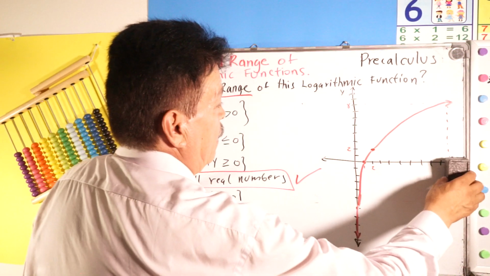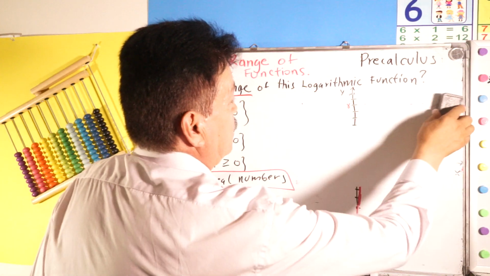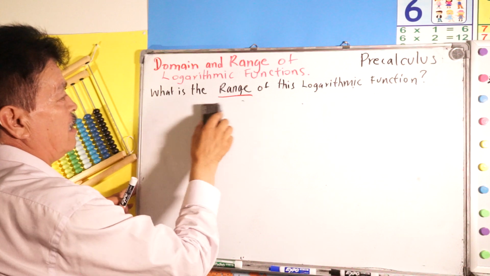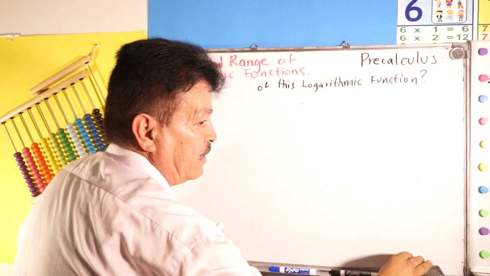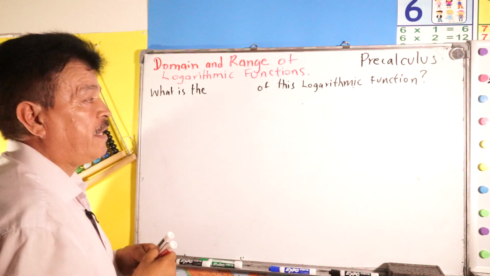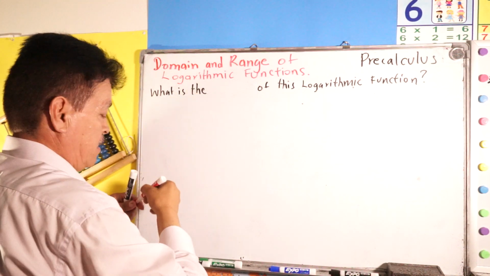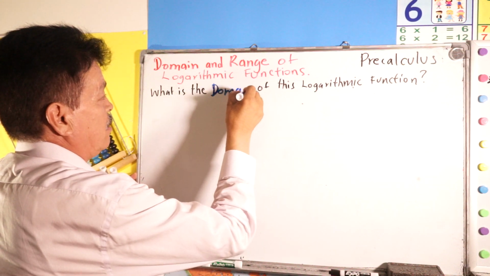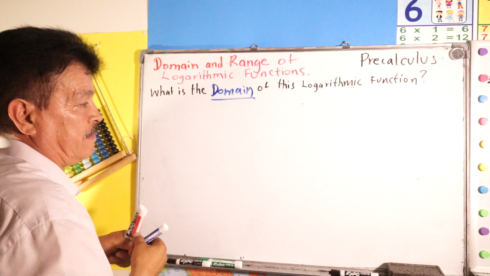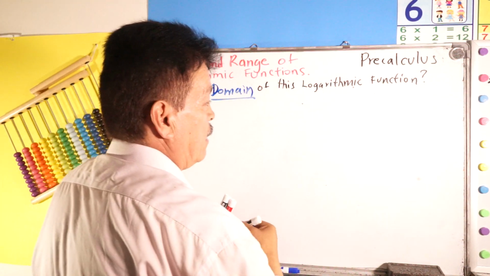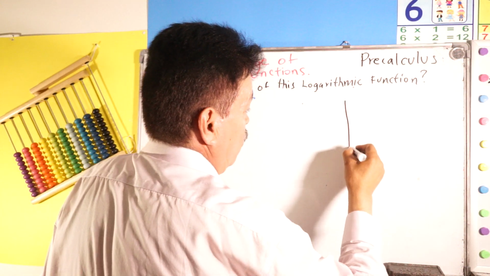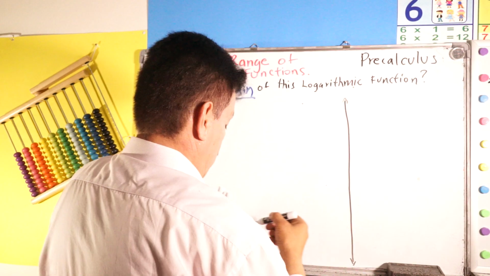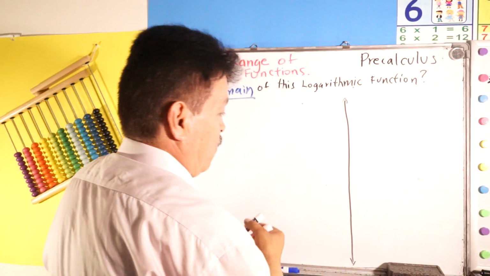Okay, so this is the range. Now let's work on the domain. Where is the domain here? Now, in another problem, let me make a picture of the domain. We will find the answer from the graph.